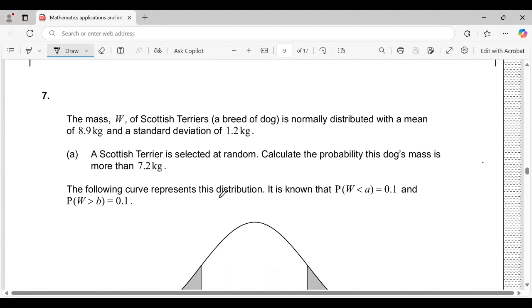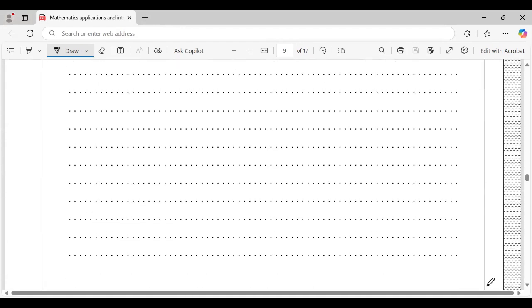Number 7. The mass W of the Scottish Terrier breed of dog is normally distributed with a mean of 8.9 kilograms and a standard deviation of 1.2 kilograms. A Scottish Terrier is selected at random. Calculate the probability this dog's mass is more than 7.2 kilograms. Part A.